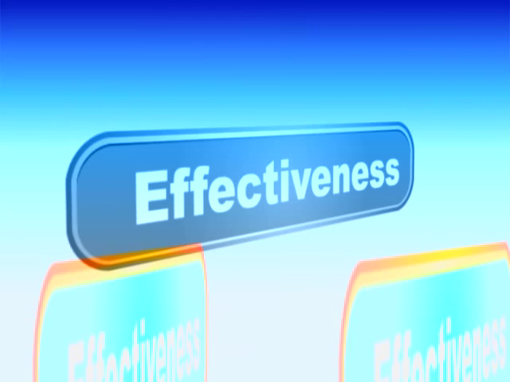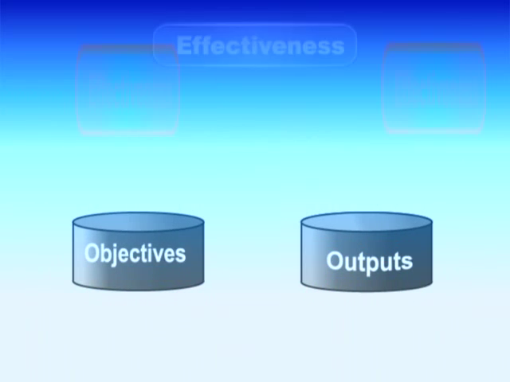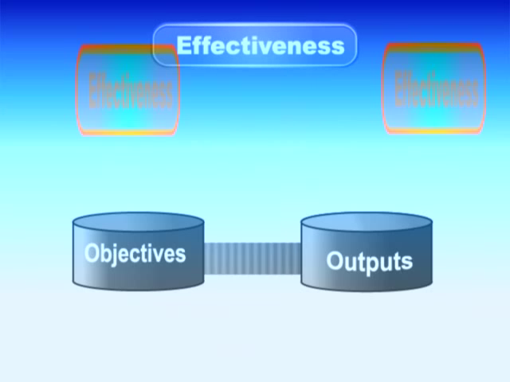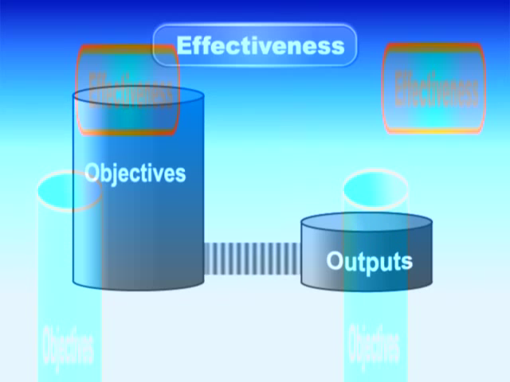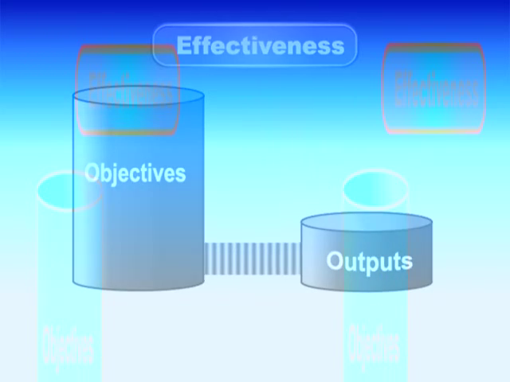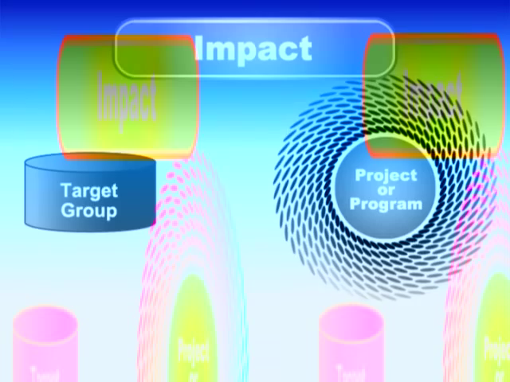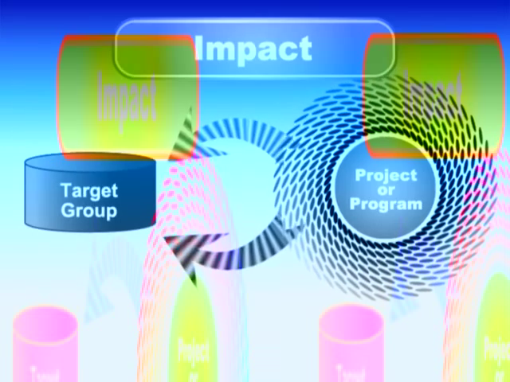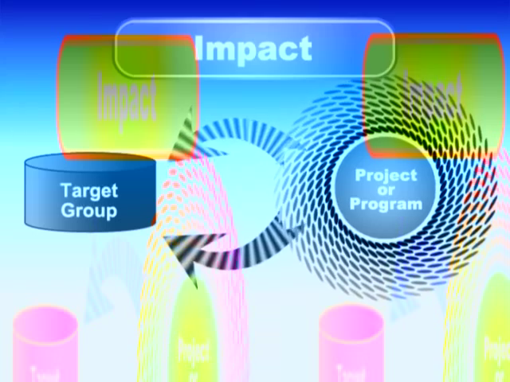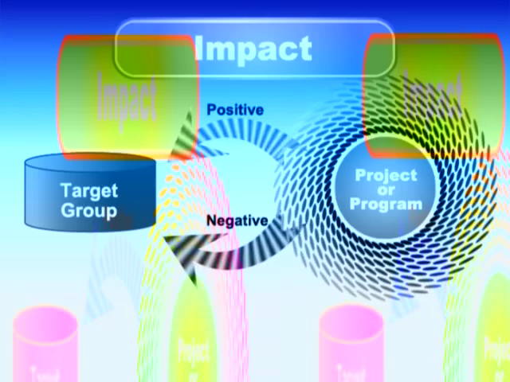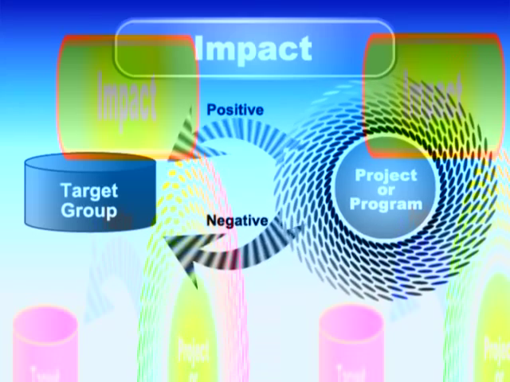Effectiveness is measured by seeing how much contribution has been made by obtained outputs to achieve the project objectives by the end of the project. Impact is measured by seeing what direct or indirect influence has been exerted on the target group by implementation of the project in both positive and negative ways.